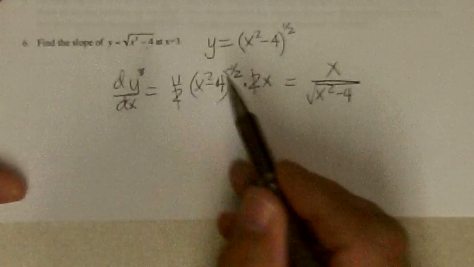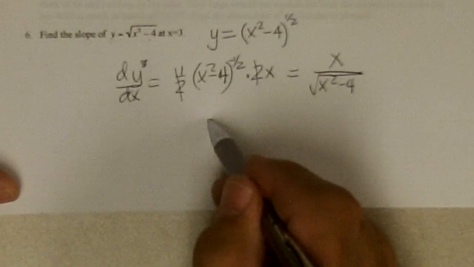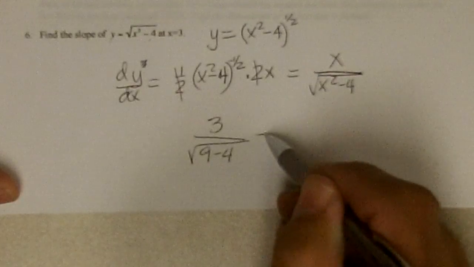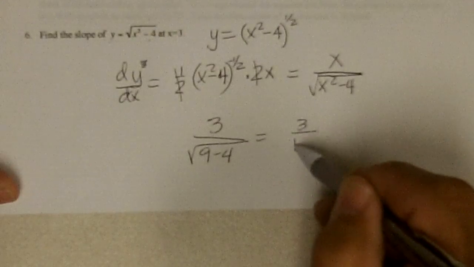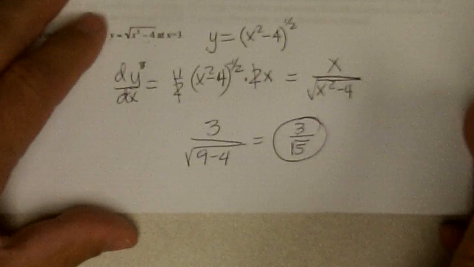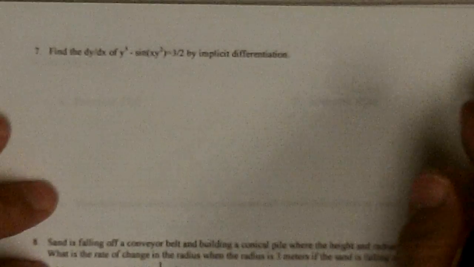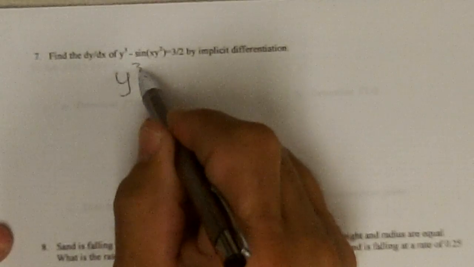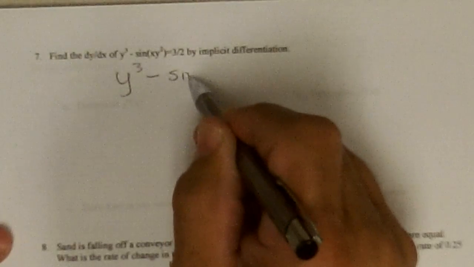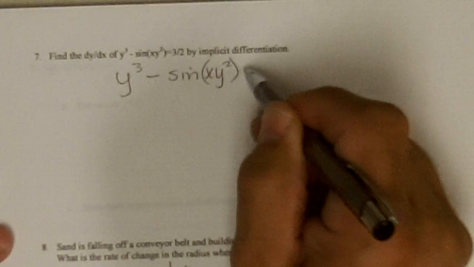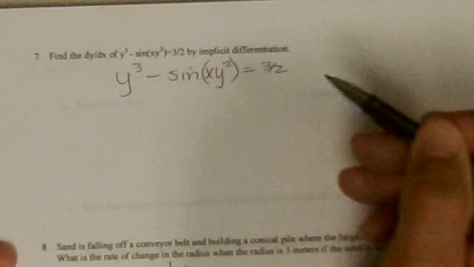And so the slope at x equals 3, I'll put 3 in here, and I'll get 3 over 9 minus 4, which is 3 over the square root of 5. That was page 2. Page 3. Find dy dx on this one. This is y cubed minus sine of xy squared equals 3/2.